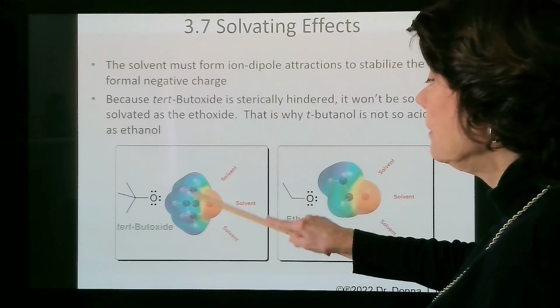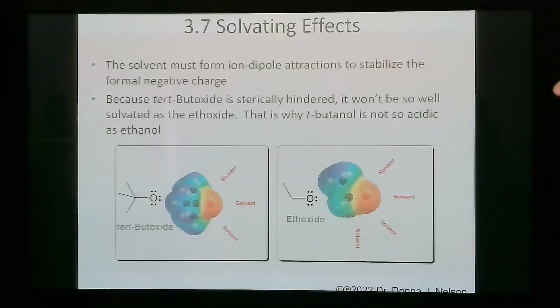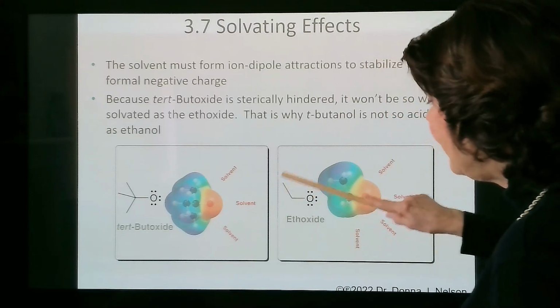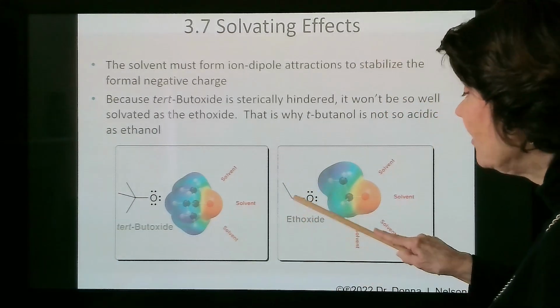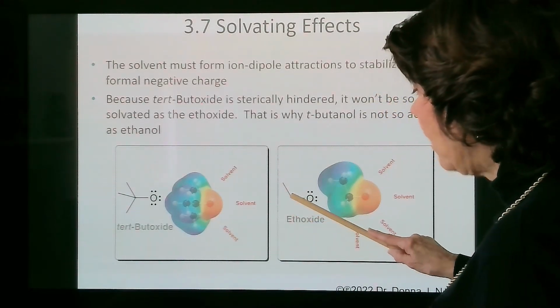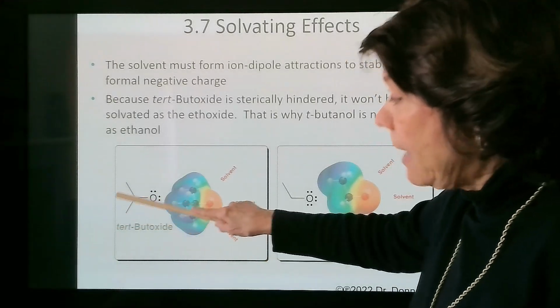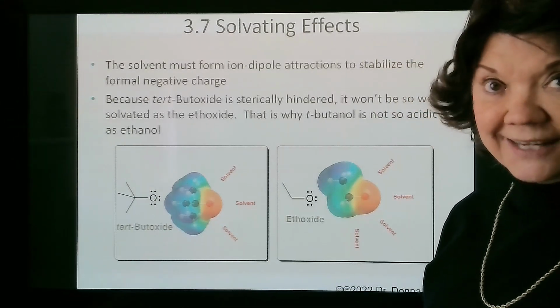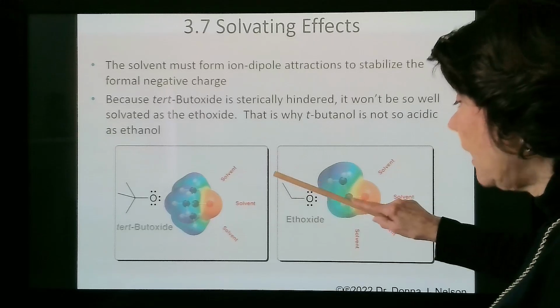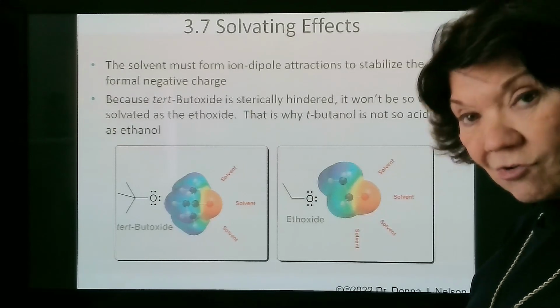So these are ion dipole attractions. They stabilize the negative charge. And the same thing is going on over here. The only difference is that this has 3 alkyls, while this has 1 alkyl and a couple of CH bonds. CH bonds are smaller than methyl groups. Methyl is small, but it's larger than CH. So this has less bulkiness, and this has more bulkiness. We also call that steric hindrance.